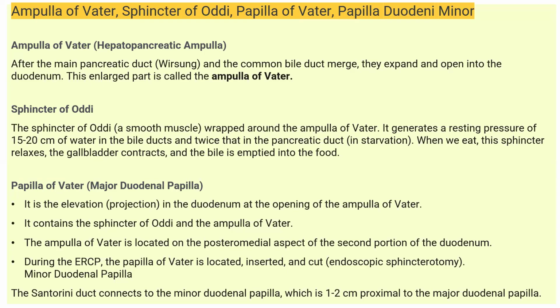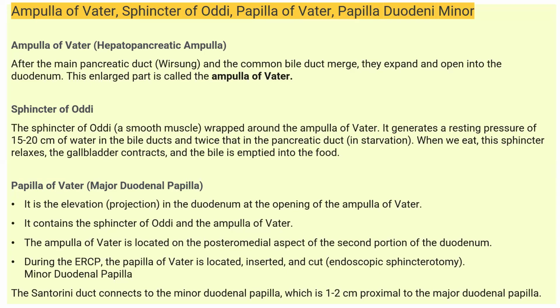Generally it generates a resting pressure of 15 to 20 centimeters of water in the bile ducts and twice that in the pancreatic duct in starvation. So when we eat any food, this sphincter of Oddi relaxes, the gallbladder contracts, and the bile is emptied into the duodenum.